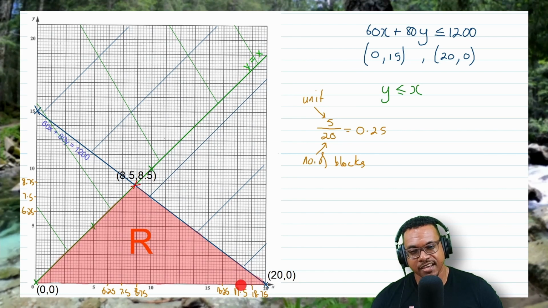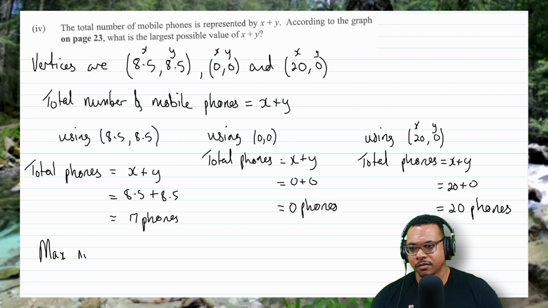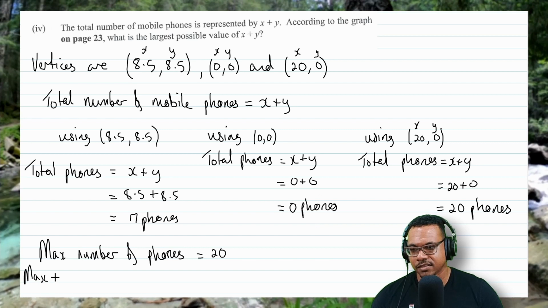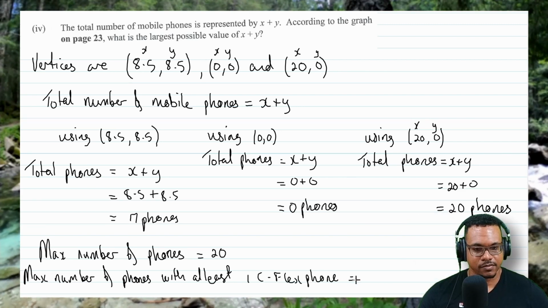Now let's see if the shaded region satisfies that. 18X and 1Y. So clearly 18 on the X-axis is within the shaded region, and 1 on the Y-axis would be within this region here. So we can have 18 B-flow and 1 C-flex. So I'm going to put the max number of phones would be equal to 20. So the max number of phones with at least one C-flex phone is equal to 19.